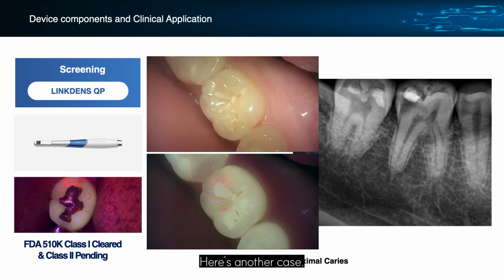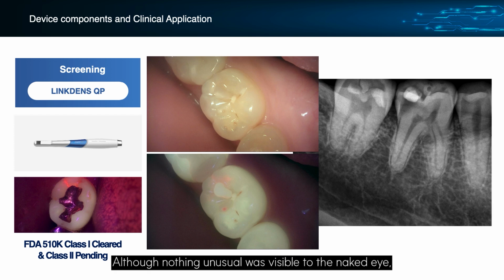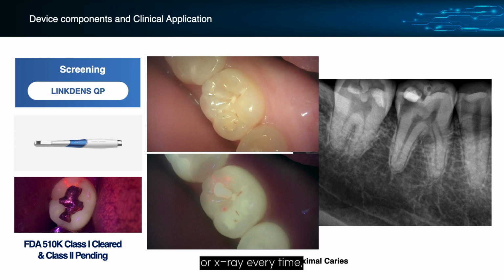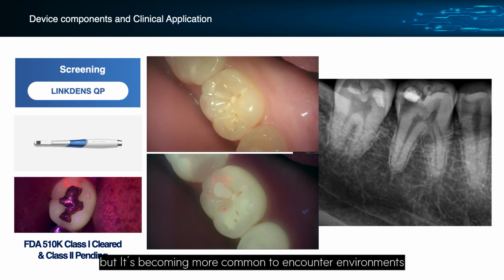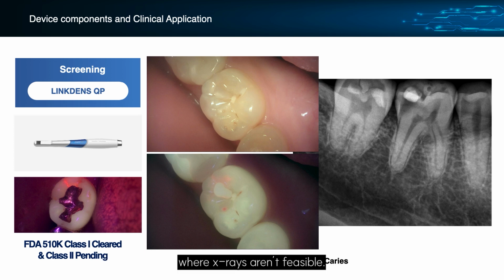Here's another case. Although nothing unusual was visible to the naked eye, we detected red fluorescence beneath the resin filling, and the X-ray confirmed advanced carious progression. Of course, it would be ideal to take a bite wing radiograph or X-ray every time, but it's becoming more common to encounter environments where X-rays aren't feasible.